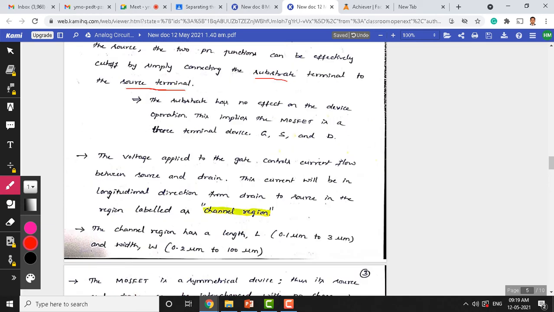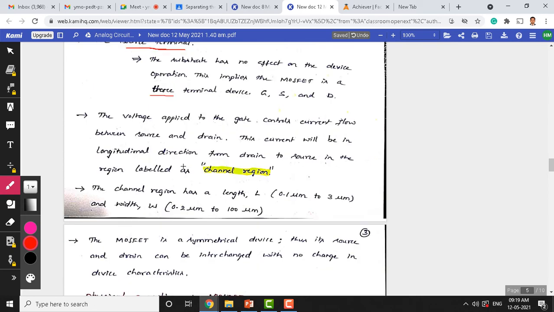Next is the substrate has no effect on the device operation. Since we are short circuiting the substrate and the source terminal, the substrate doesn't have any effect on the device operation. This implies that the MOSFET is a 3-terminal device, namely gate, source and drain. The voltage applied to the gate controls current flow between the source and drain. This current will be in a longitudinal direction from drain to source in the region labeled as channel region here.